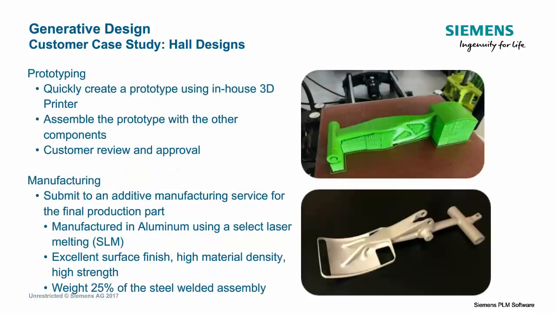A prototype was created in plastic using Hall Designs' in-house 3D printer. This prototype was used to assemble the part alongside the other components to prove out fit and function, and for customer review and approval. The final production part was then created by submitting the design to an external additive manufacturing specialist. They printed the component in aluminum using a select metal sintering technique. The final component is actually 25% of the weight of the original. It has an excellent surface finish, and the high density sintering process also results in a very strong part.